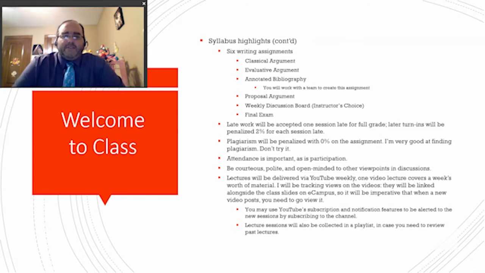Then we have an evaluative argument, which is like a review. We're going to be looking a lot at things like film reviews as examples of this, because basically you're evaluating something on a list of criteria that you create for merit. Okay. The next is going to be an annotated bibliography, which is going to be a team project.